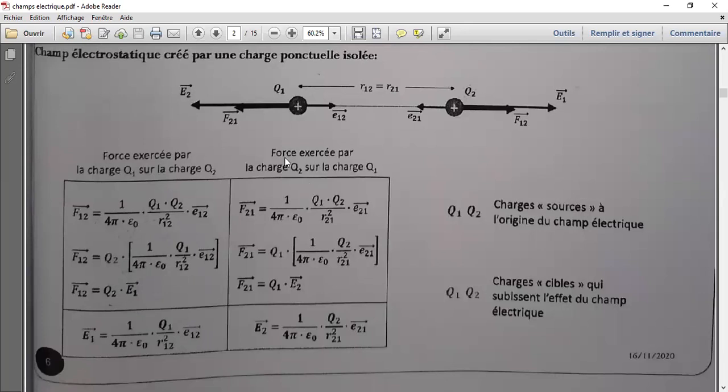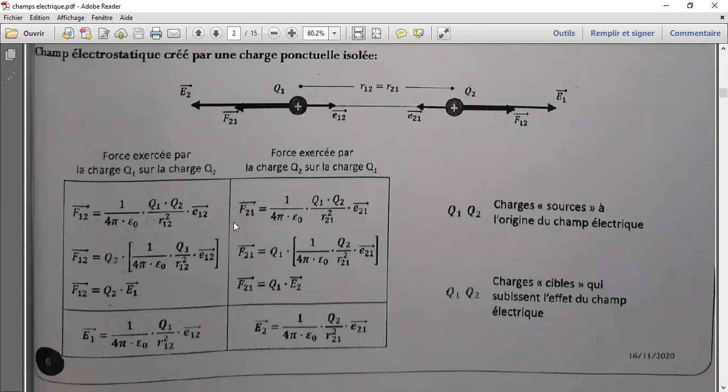When the force is exerted by the charge Q2 on the charge Q1, so when Q2 is the one exerting a force on Q1, even the vectors will change. That's why we have seen here we have force 2 to 1, because Q2 is the one which is exerting the force on Q1. So here our source is Q2, and Q1 is the one which feels this force.